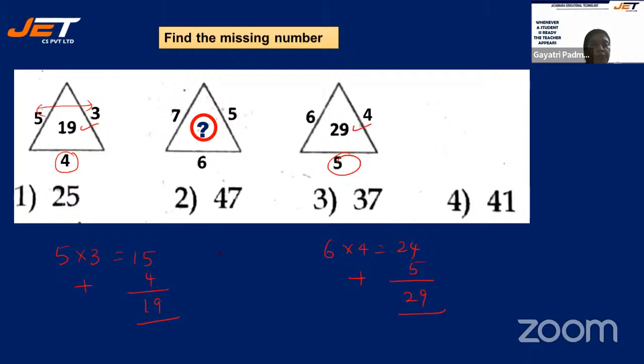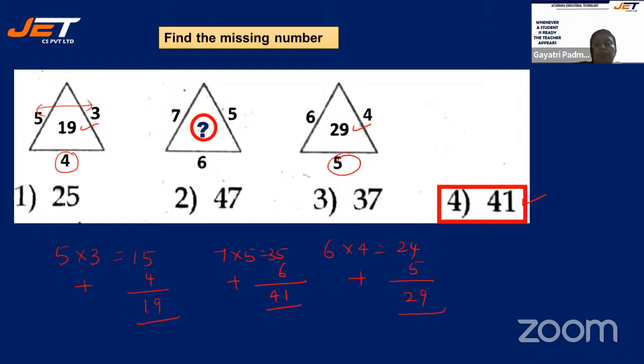Similarly, why don't we try for this? 7 into 5, 35, plus you are adding 6. You will get 41. So your answer could be 41. Let's see, 30 seconds are over. Yes, perfect. See, our guess was right.